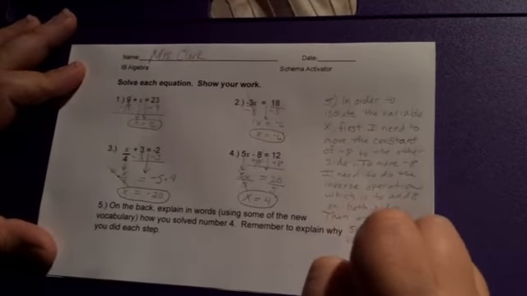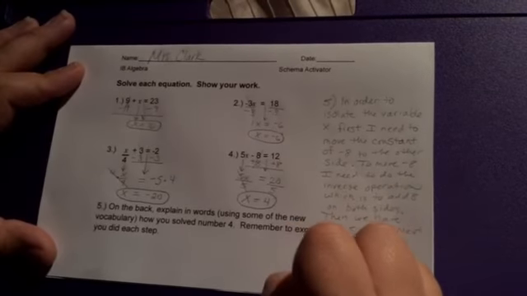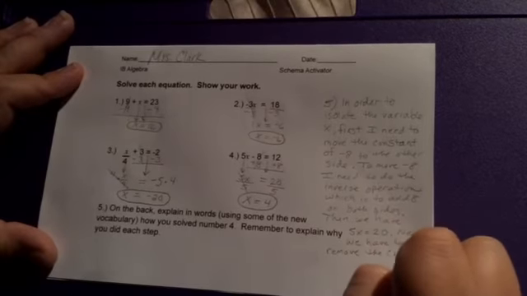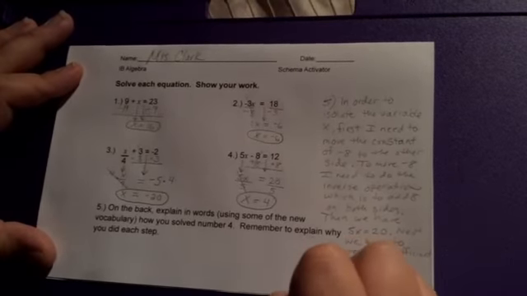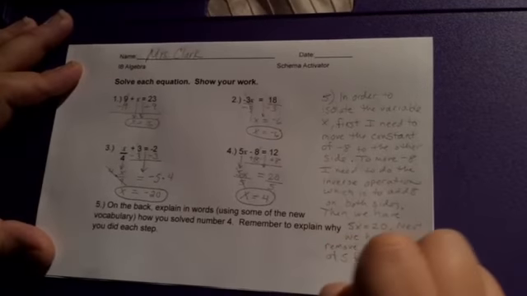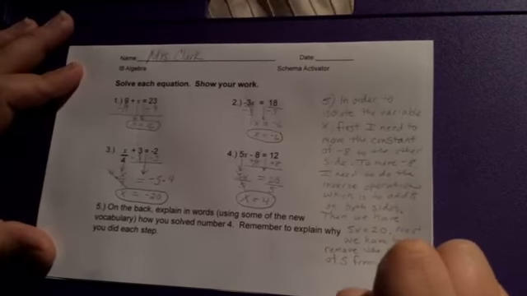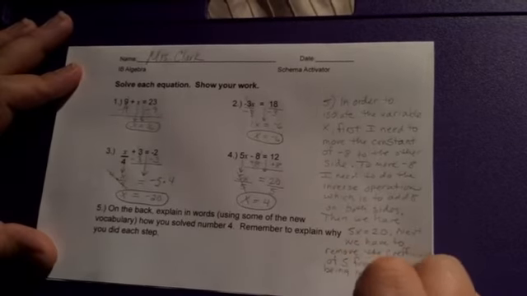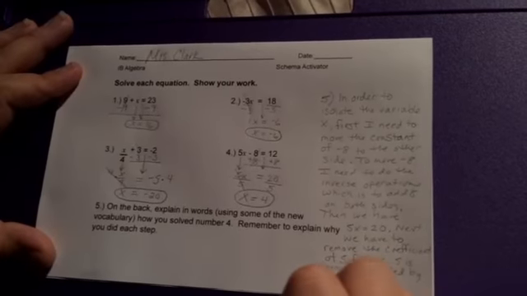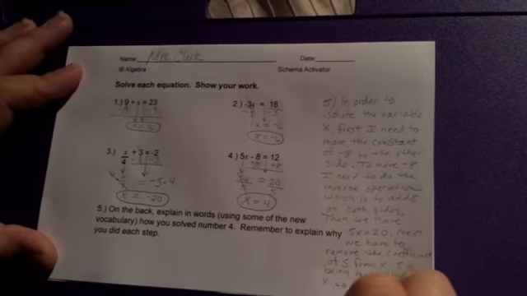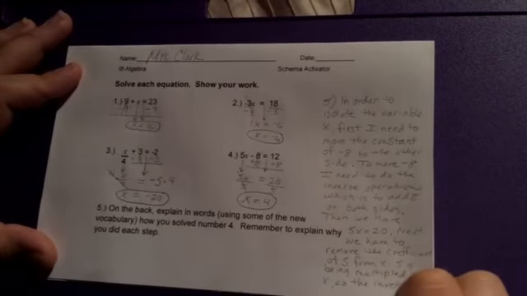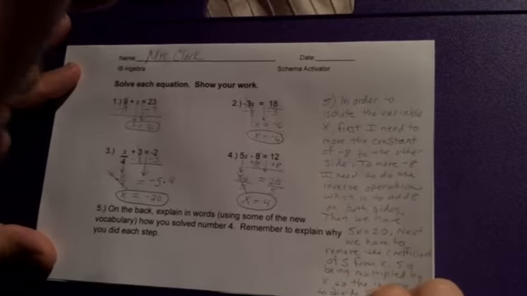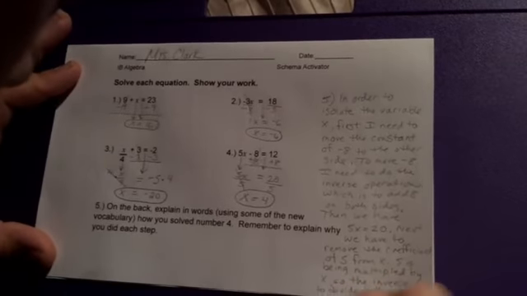So next we have to remove the coefficient of 5 from x. 5 is being multiplied by x, so the inverse is to divide both sides by 5.